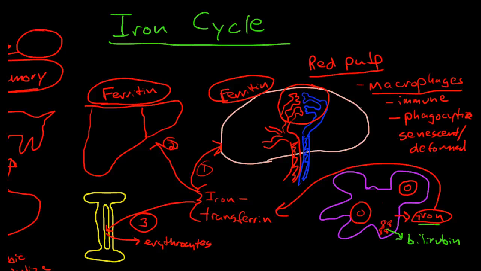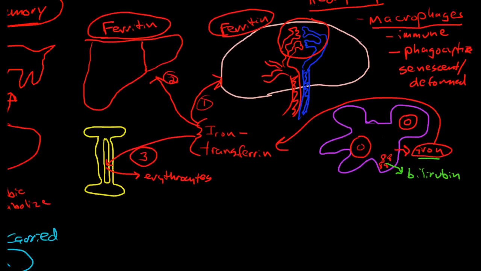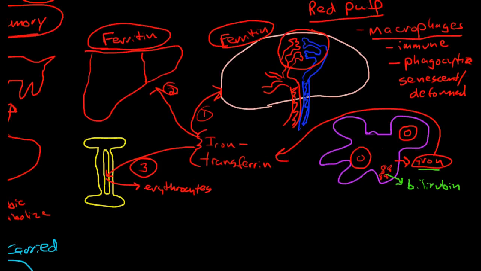So the iron in the body is very tightly regulated, and very little of it is excreted. There is a small amount that is secreted through bile, but the vast majority of iron is recycled in the body. Okay, now the bilirubin is a breakdown product of hemoglobin that cannot be reused.